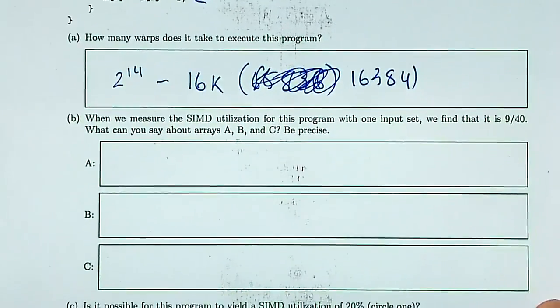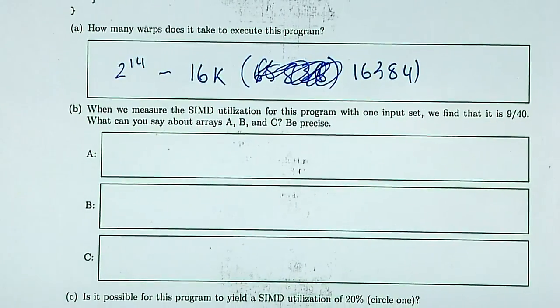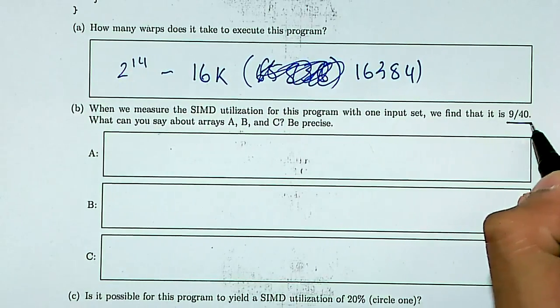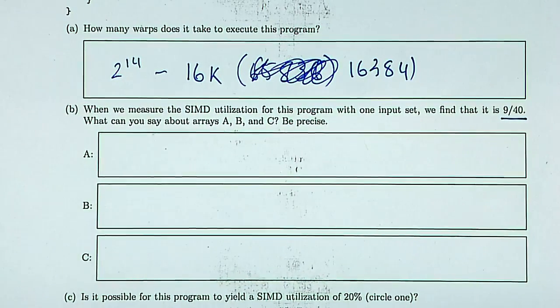The second part asks that when we measure the SIMD utilization here with a particular input set, we find that it is this magic number, 9 out of 40. So what does that tell us about the arrays A, B, and C?